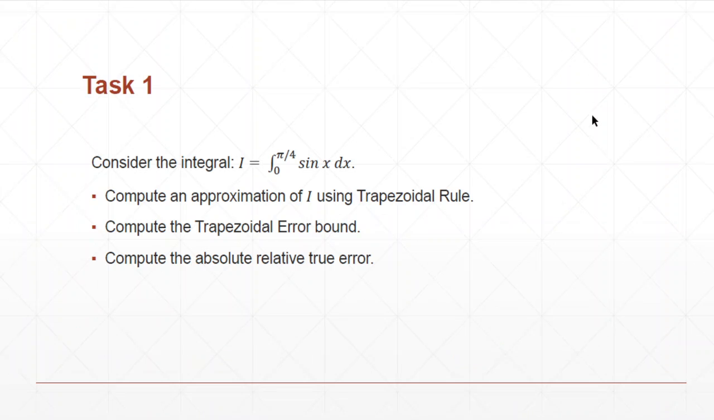Today our first task is about numerical integration using the trapezoidal rule. We are given an integral from 0 to pi over 4 of sine x dx, and we have to compute the approximation of this integral using the trapezoidal rule, then compute the trapezoidal error bound, and then do the absolute relative true error computation. So let's get started.